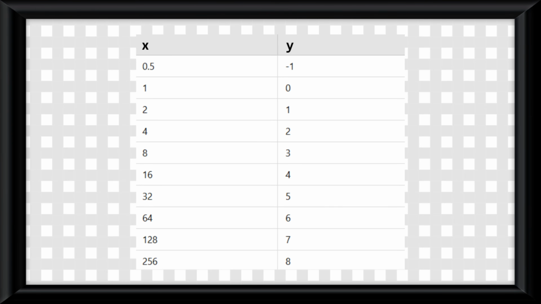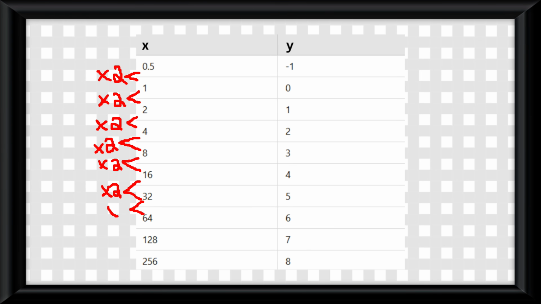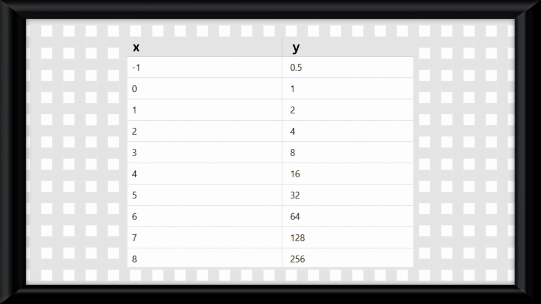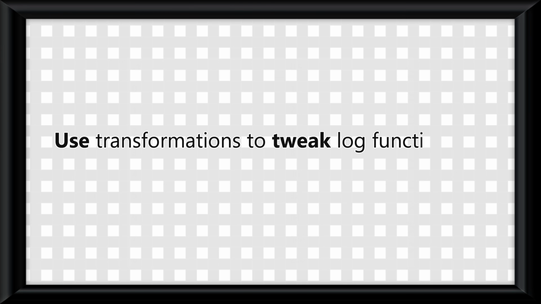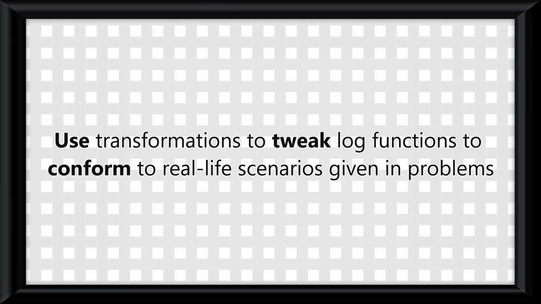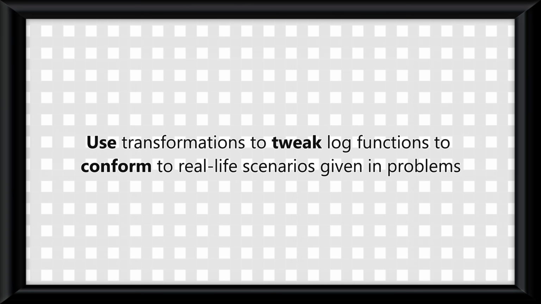For data, you'll know it is modeled by a log function when the x's go up at a proportional rate based on multiplication. This might sound familiar because exponential functions have the y-axis going up proportionally based on multiplication. And of course, you can use transformations to tweak log functions to conform to real-life scenarios given in problems, but I promise you won't be given much of that.